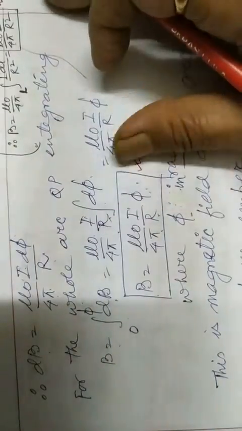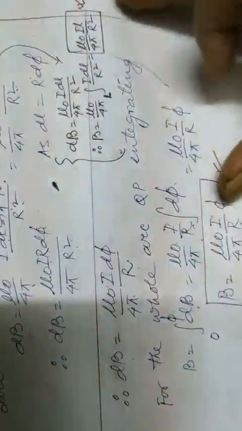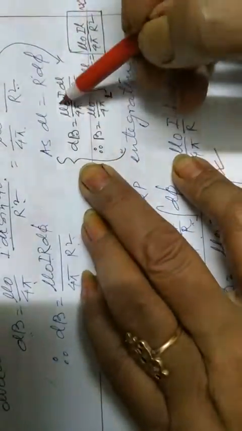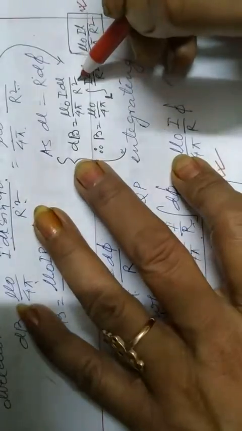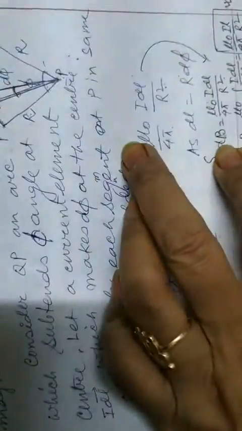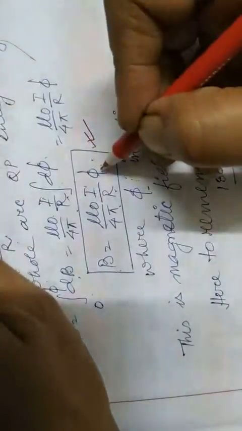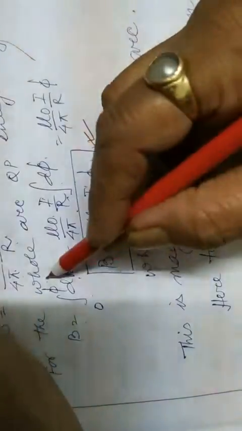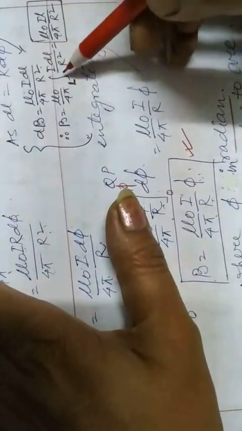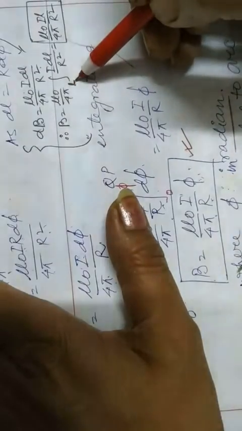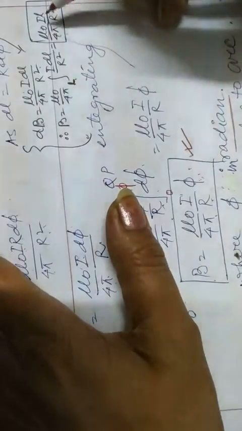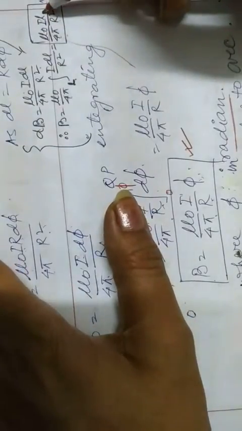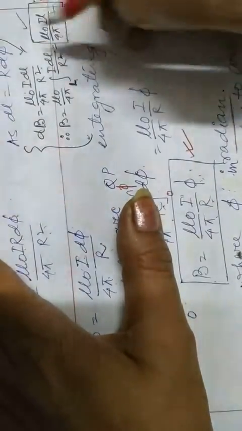Now this can also be done in another way. Here dB is equal to mu 0 by 4 pi I dl by r square. In this case we integrated for the angle phi, 0 to phi. Here if we integrate for the length L, then we get mu 0 by 4 pi I by r square L. In some cases this formula also can be used.